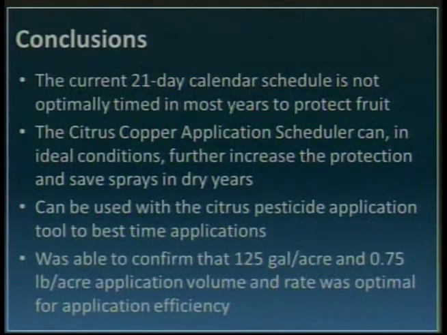The citrus copper application scheduler can, at least in ideal conditions, further increase the protection and save spray in dry years, but can it also be used with that citrus pesticide application tool to best time your applications? And we were able to confirm that 125 gallons per acre and 0.75 pounds per acre application volumes and rates were optimal for application efficacy.